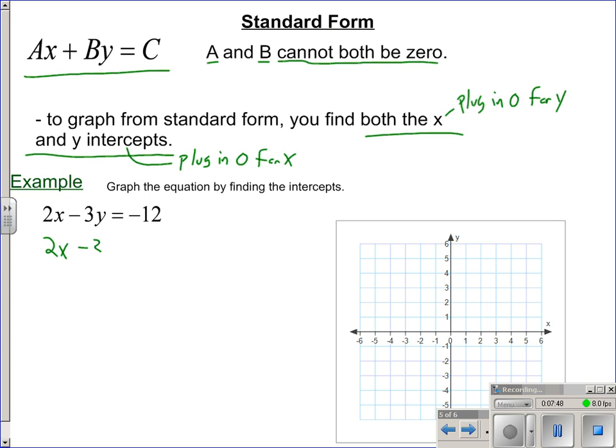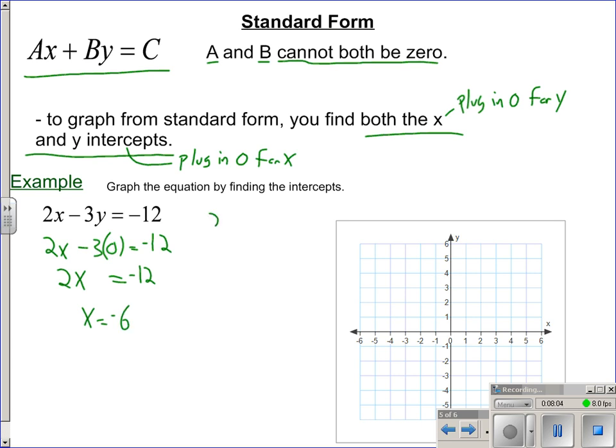So I'm going to start by plugging in 0 for the y value. And as you do a couple of these, it gets really quick. 3 times 0 is 0. So we got 2x minus 0. That's just 2x equals negative 12. That means x is negative 6.